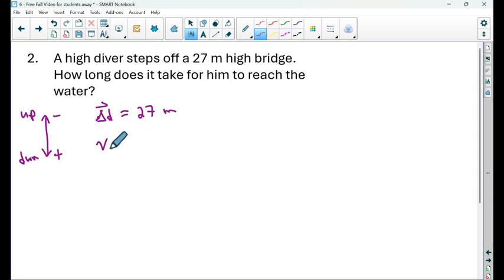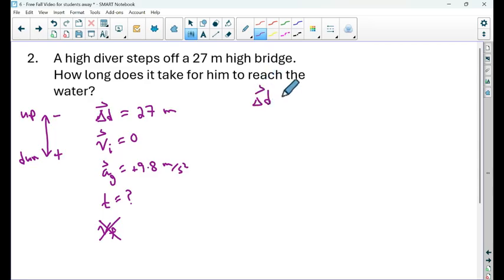Our initial velocity, because he's just stepping off the edge here, is going to be 0. Our acceleration due to gravity is 9.8. Often students will be like, it's positive 9.8 because I chose down as positive. Meters per second squared. My time, I don't know. What's the one that's missing? Final velocity is not involved. I don't know it. I don't need it. So that's going to tell me which formula to choose. It's going to be formula number 3. It looks like this. There we go. There's my formula number 3.